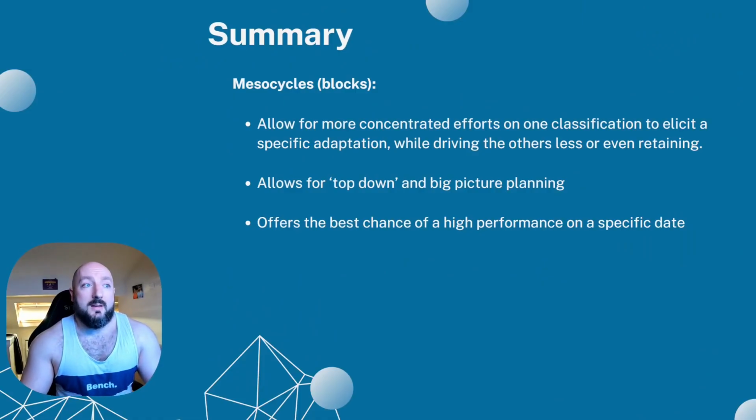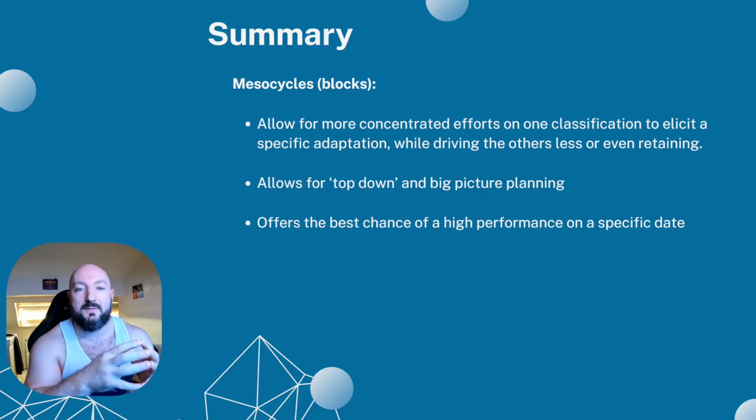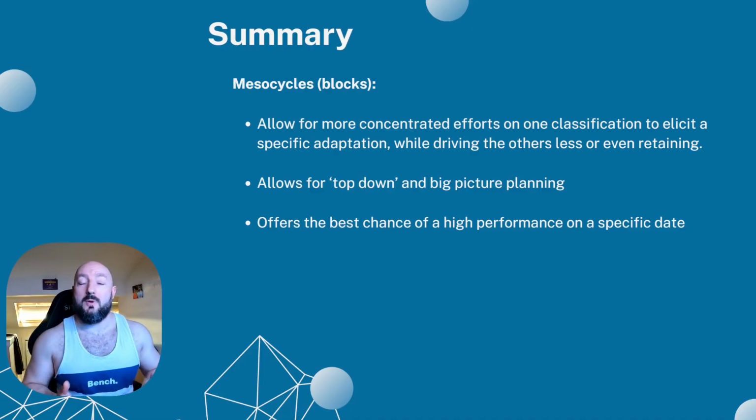So in summary, the blocks allow for more concentrated efforts of adaptation from one classification, allows for a top-down approach, because in episodes 1, 2, and 3 we worked on building a program from the bottom up to make a training week. This is now going to allow you to build the training months in hope of setting PBs or going to a competition on a very specific date.